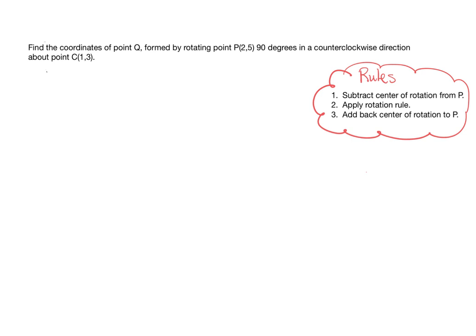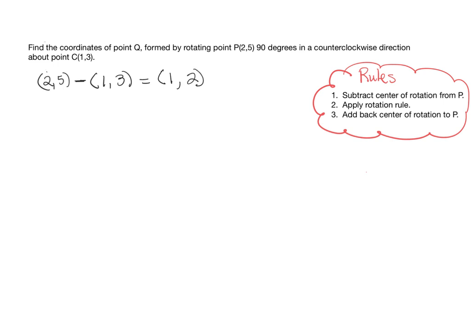Okay, so the first rule says subtract the center of rotation, which should be this, that's what we're rotating it about, from P. In other words, the one that's given. So in other words, we're going to do 2 comma 5, and from that, we are going to subtract 1 comma 3. All we're going to do is 2 minus 1, and then 5 minus 3. Very straightforward. Okay, so that's going to give us 1 comma 2.